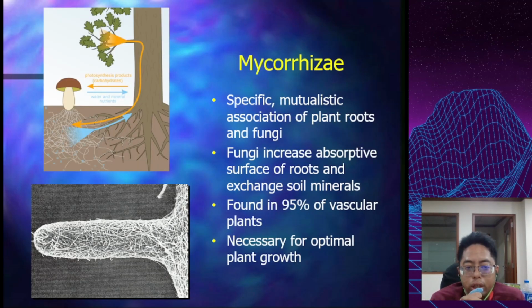Next will be mycorrhizae. Mycorrhizae are specific mutualistic associations of plant roots and fungi. So fungi in this relationship will increase the absorptive surface of roots and exchange soil minerals. So mycorrhizae are very common. It is found in 95% of vascular plants and is necessary for optimal plant growth.